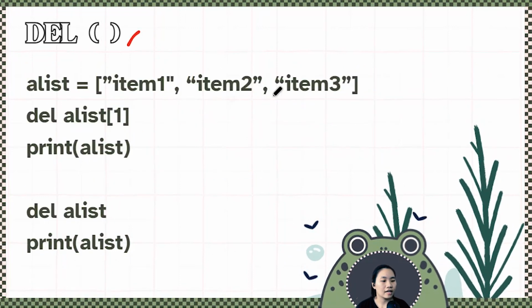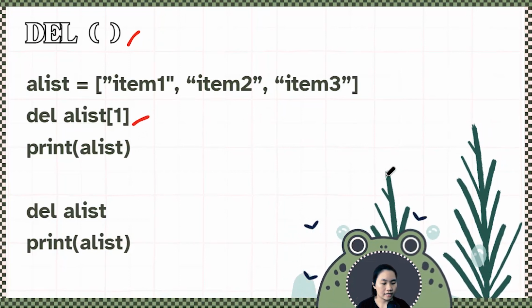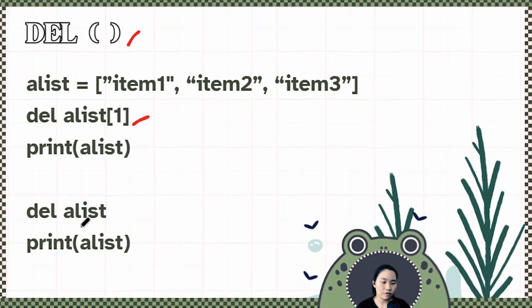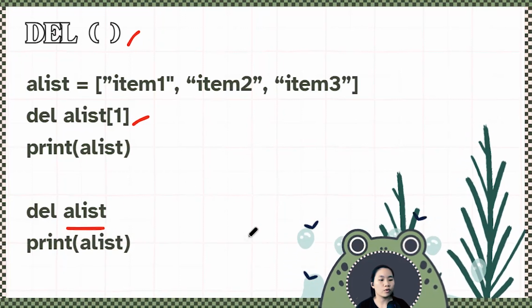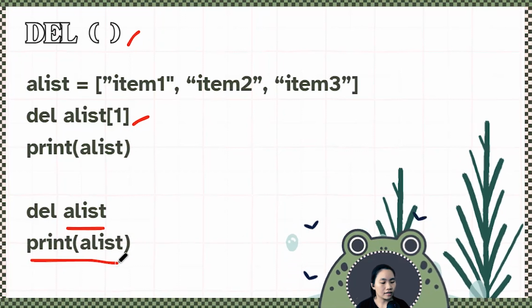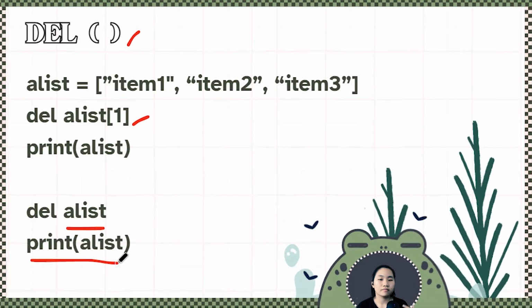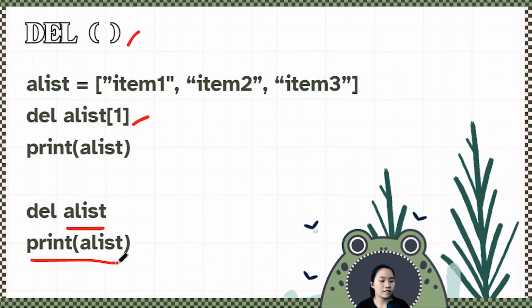Next up is del. What this method does is delete an index. But if you don't specify an index and you just give it the name of a list, it will delete the list. And if you print the list after you've deleted it, it will return an error, and we'll get to see that in a bit.